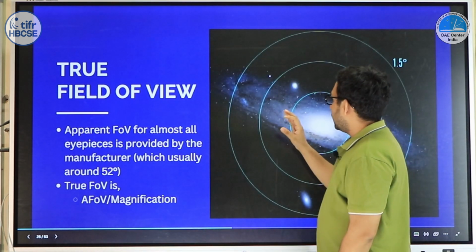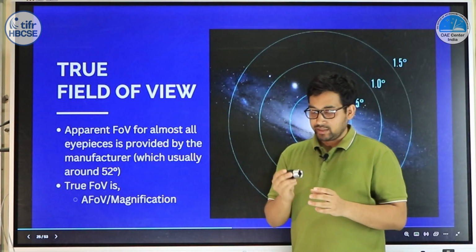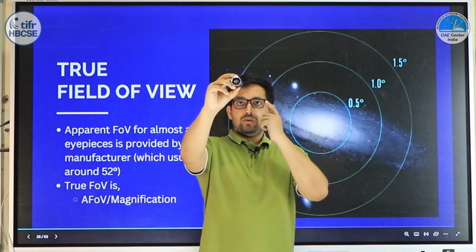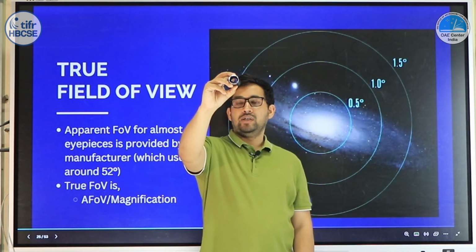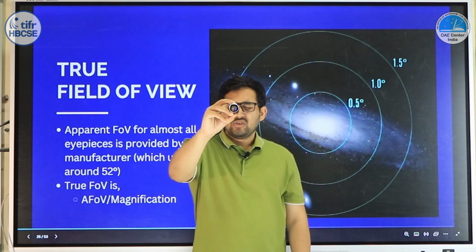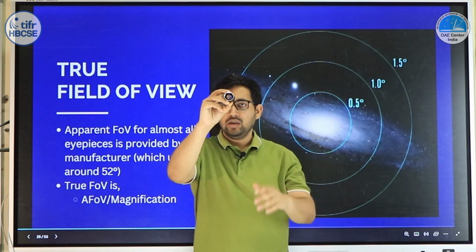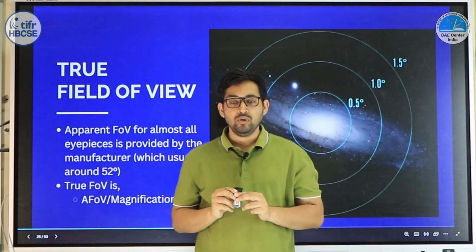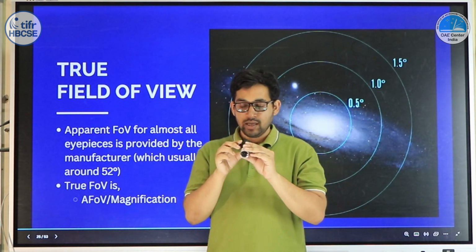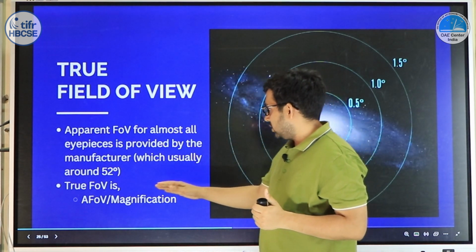So let's talk about the relation between magnification and field of view. Let's consider this eyepiece, for example. Now if I try to look through this eyepiece from a distance, I am able to see a certain region. Whatever I am able to see, that is my field of view. When this is part of a telescope which has a certain magnification, that field of view will reduce, and that is governed by this formula.